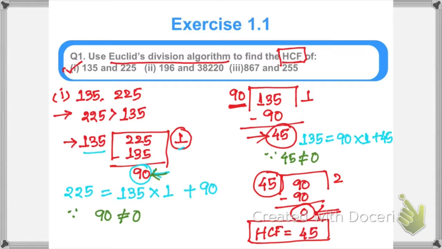So how will you write this thing? You'll write it as HCF of 135 and 225 is equals to 45. So it's very clear till here. Okay, now we'll move to the next question.